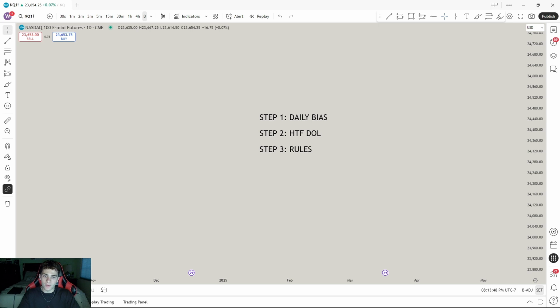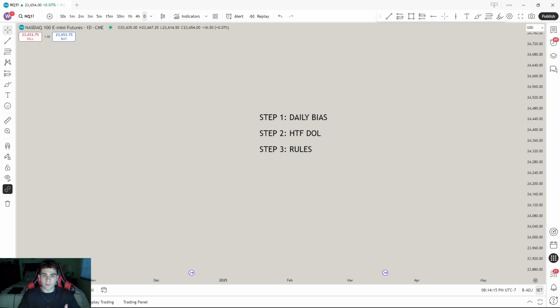So the second step is going to be your higher time frame draw and liquidity. This can be unmitigated gaps, swing highs, swing lows, any type of liquidity on the higher time frame in a sense. This kind of gives you a bigger picture of where you want price to come to and maybe trade off of it or vice versa.